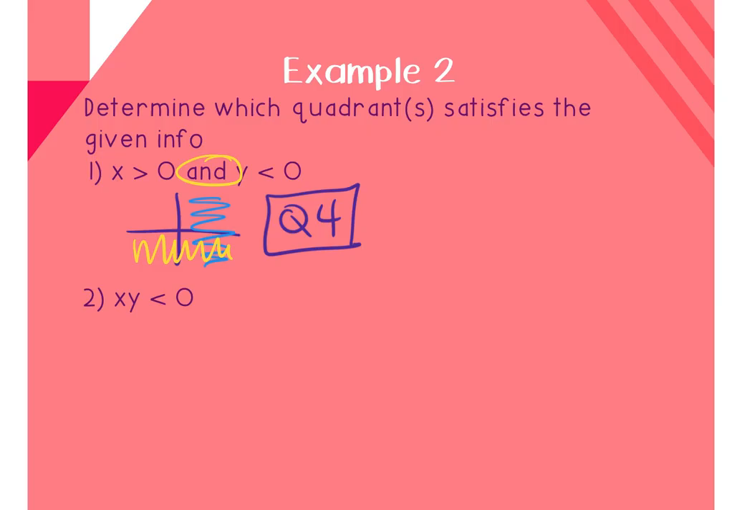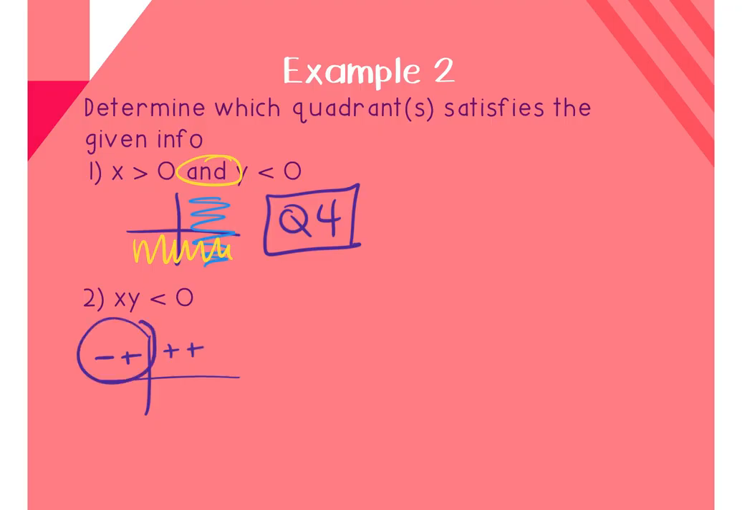All right, 2, x times y is less than 0. What kind of number is less than 0? A negative. So we're looking for a product that's less than 0. For a product to be less than 0, what has to be true about the signs of the two things you're multiplying together? Good. 1 positive, 1 negative. So if you think about what's happening in your quadrants, in the first quadrant, they're both positive. In the second quadrant, what happens? Negative x, positive y, and that would result in a negative product. So that's one of my answers.